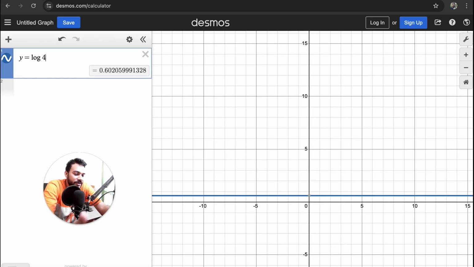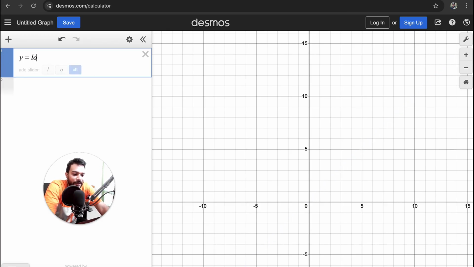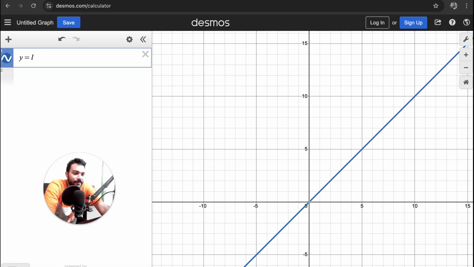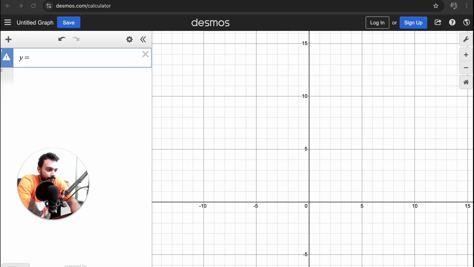But what if I wanted to change the base? I want some other base. Y is equal to ln, or let's say log x. It's taking base 10. Okay, I want to try another base. So for those things, there are some other controls. These are important, so look closely.